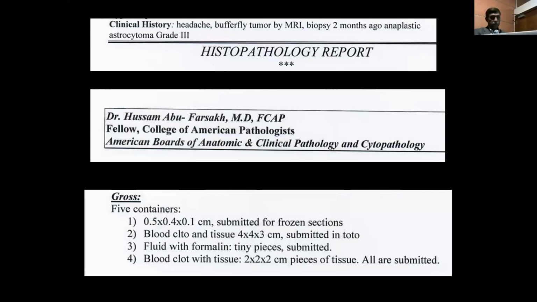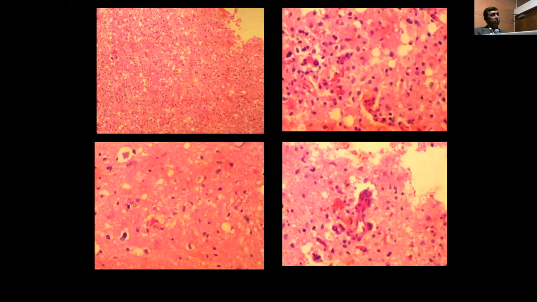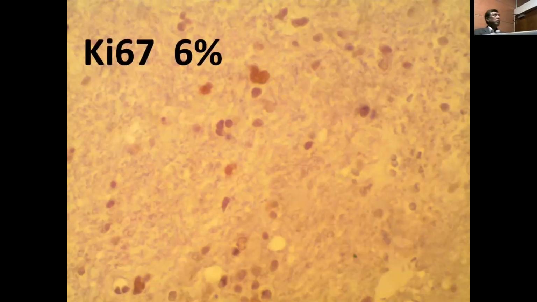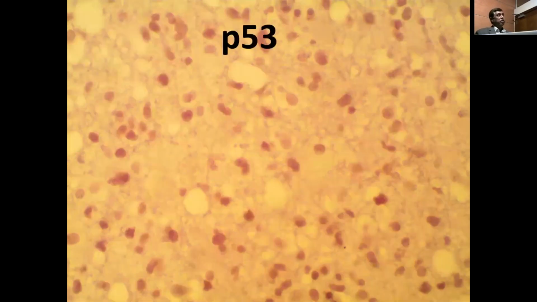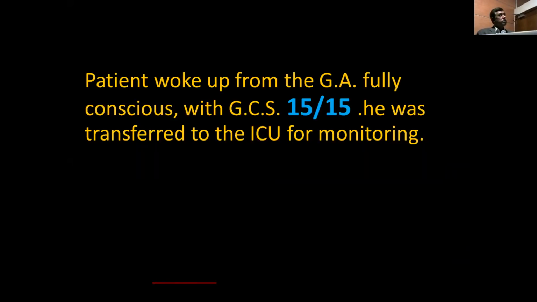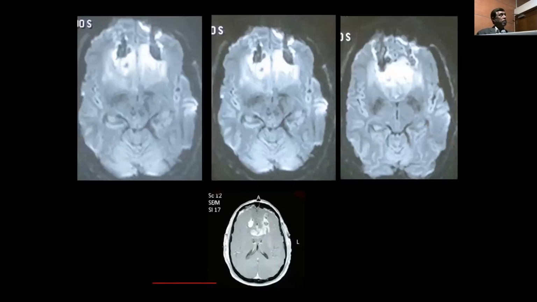We don't want to repeat the histology. It's the same as the one before. GFAP, IDH1, KI67 6%. It is less than the previous patient. P53. And again, it is GBM. What's the difference? We have done a good job for the patient. Also, he woke up on the table, 15 over 15, no problem. And this is the evidence of how much we removed of the tumor without causing any damage.